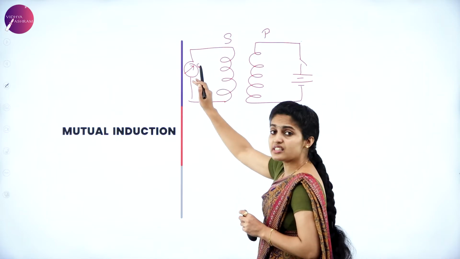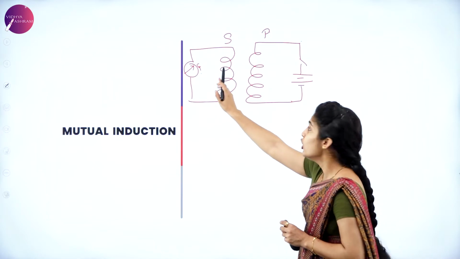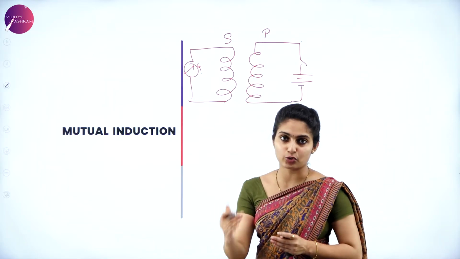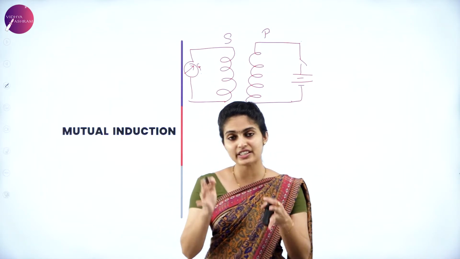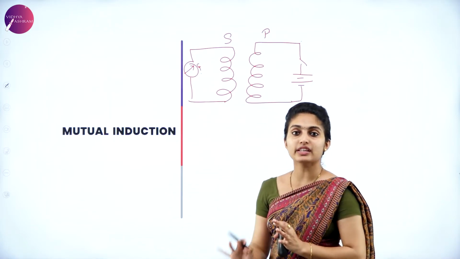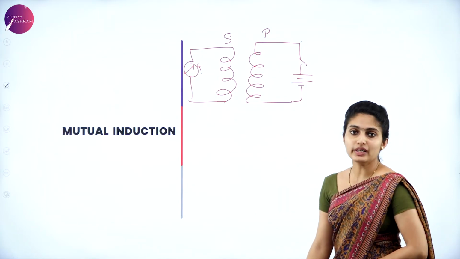So whenever the magnetic field increases in the secondary coil, this magnetic field opposes the growth of the current in the primary coil. That opposition is given to the primary coil. So this is like mutual induction. Induction is nothing but opposing the growth of the current in it by opposing its magnetic field. So that is all about mutual inductance.